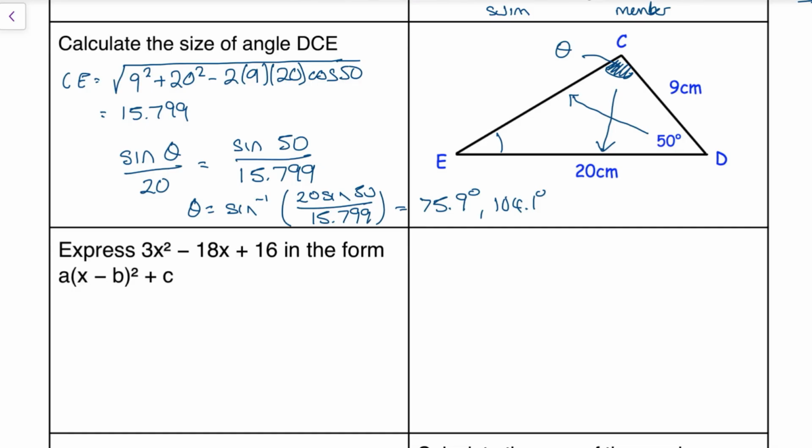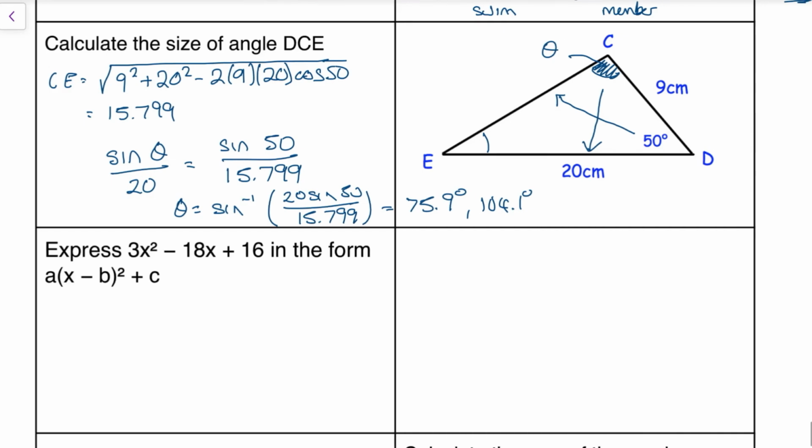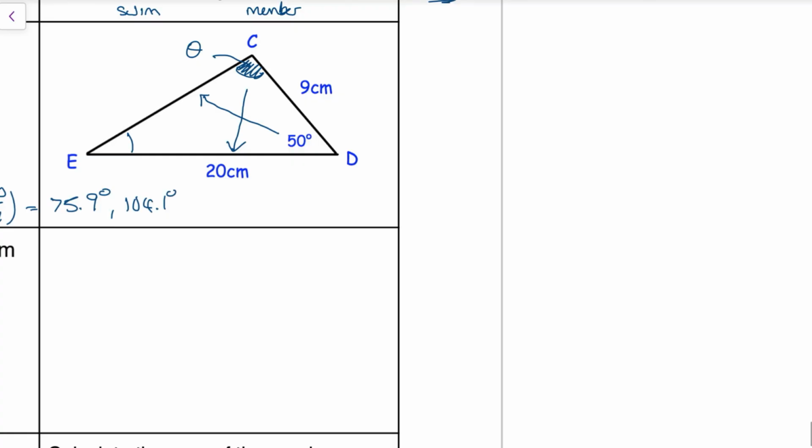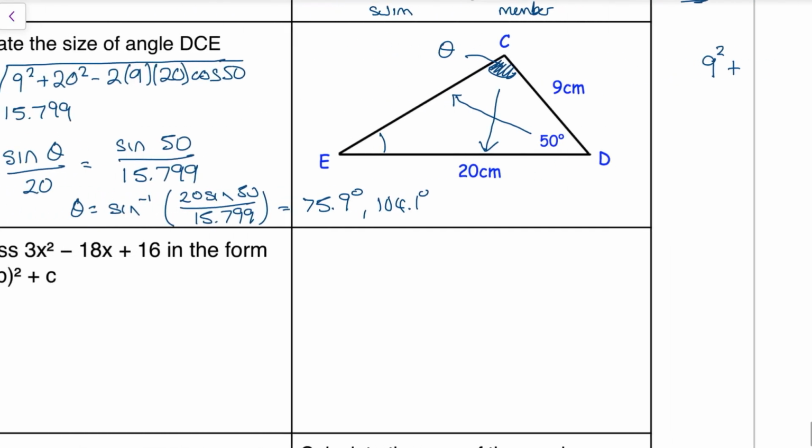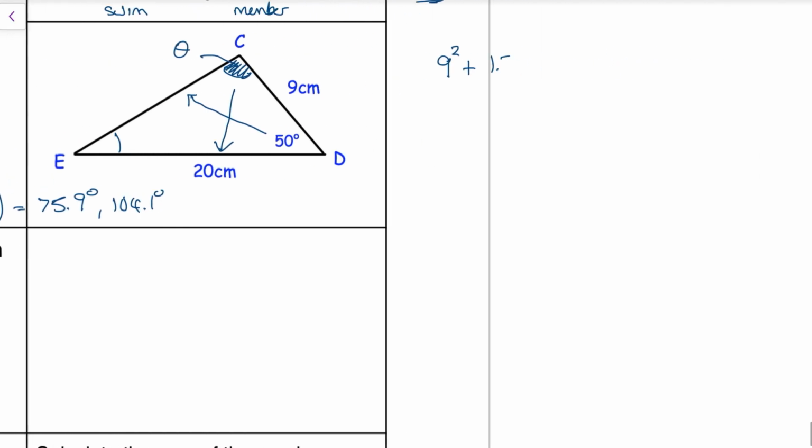Now I would say normally it would say the word obtuse or not, or it will tell me which one. So what I'm going to do is I'm going to pretend the angle I'm looking for, theta, is a right angle. And the reason I'm going to do that is because if it's a right angle, then that means Pythagoras must hold. So in other words, if it's a right angle, 9 squared plus the side I worked out, which is 15.799 squared, square rooted, must be equal to 20 if it's a right angle.